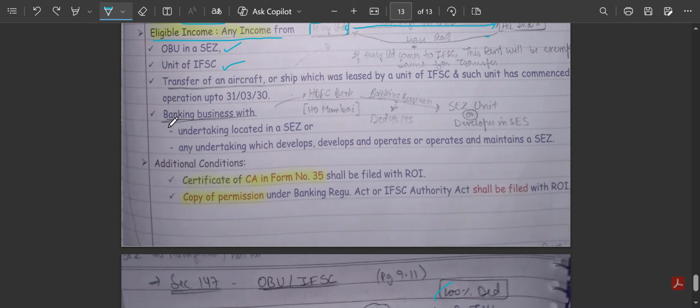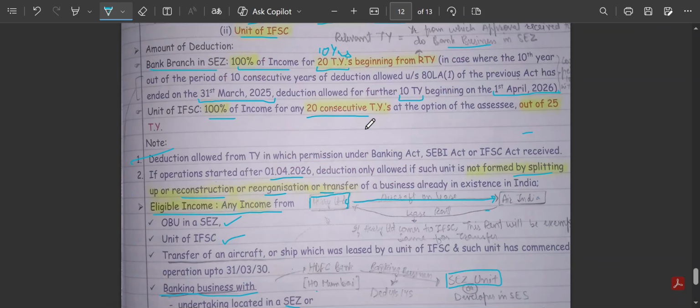Then there is this banking business. Whenever anyone is engaged in a banking business with any undertaking which is located in a SEZ, it will get deduction on such income. Like HDFC Bank, whether it's the Mumbai branch or any other branch, it's engaging in a banking business with a unit which is present in SEZ. Then on such income which it earns from such banking business, it will get a deduction under section 147.